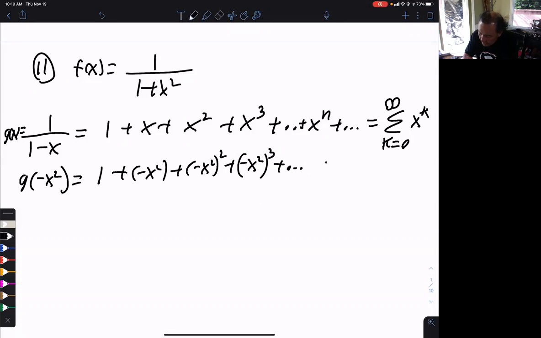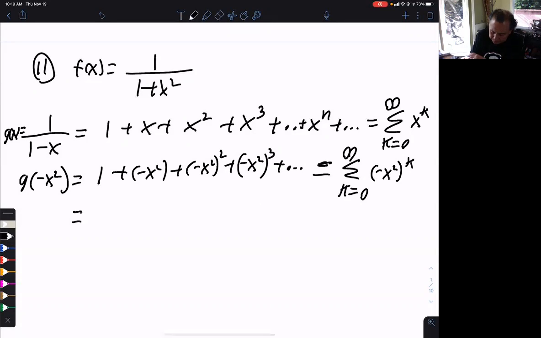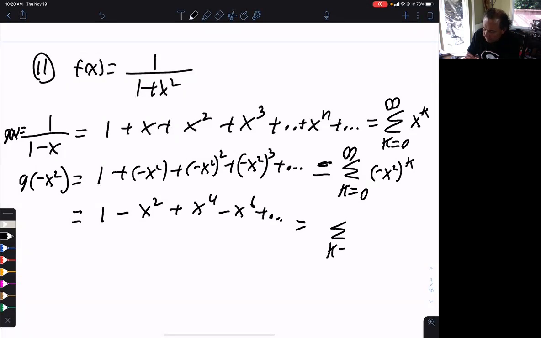And then the summation notation would be this: the sum of minus x squared to the k. So let's simplify all this and we'll get our final answer. This will be 1 minus x squared plus x to the 4th minus x to the 6th plus dot, dot, dot. And in summation notation, it's going to be minus 1 to the k and x to the 2k.